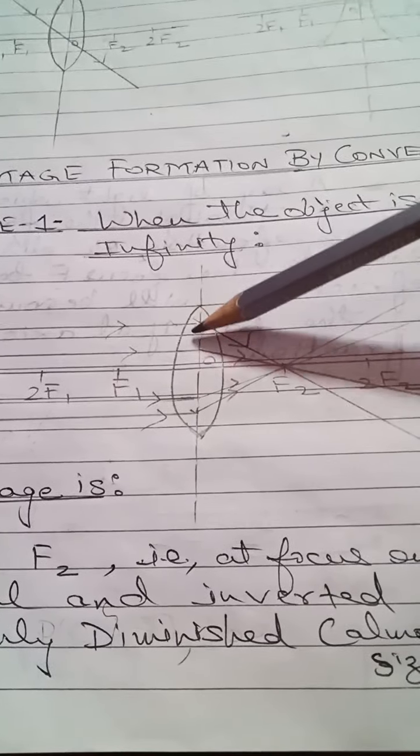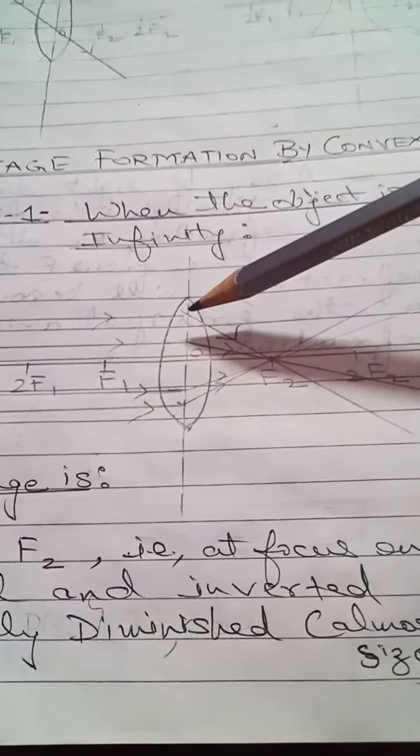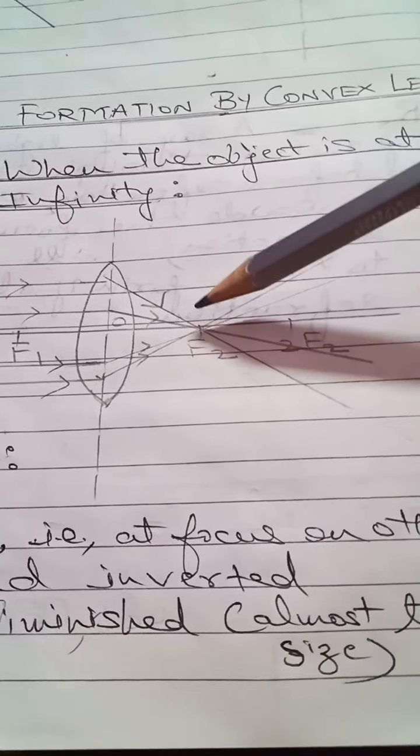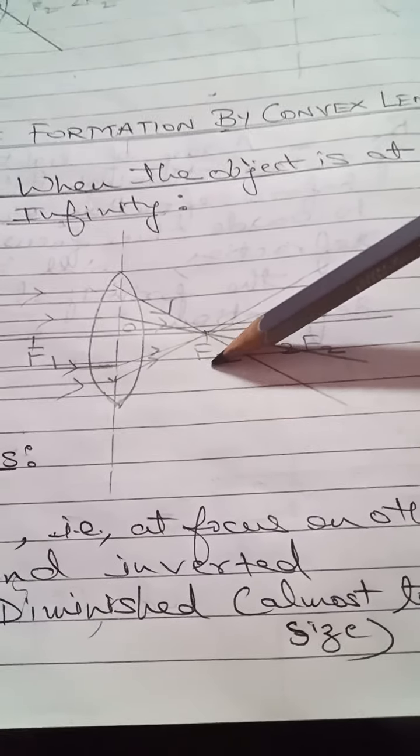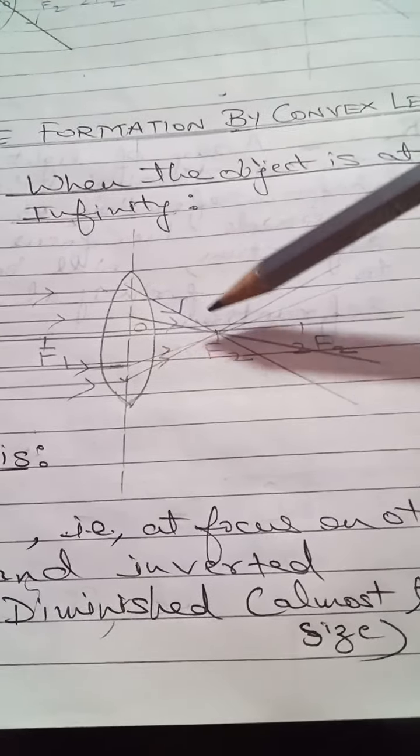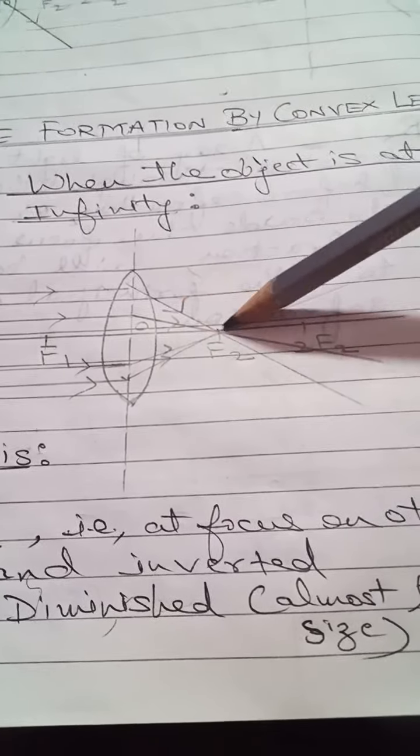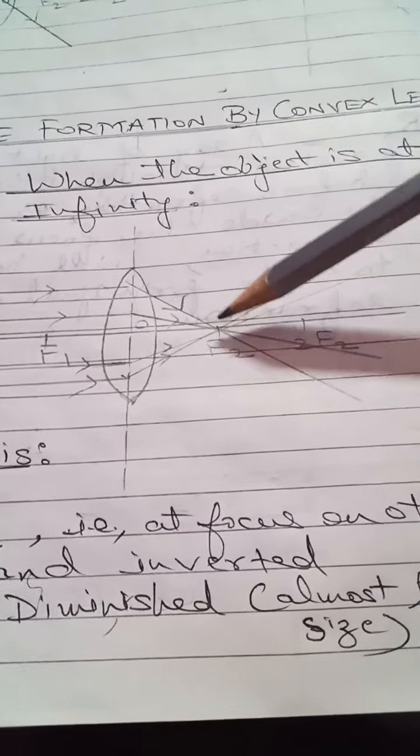So the light rays from the object come parallel to the principal axis. They travel parallel to the principal axis, and after passing through the lens, that means after refraction, they all meet at f2. That means focus on the other side of the lens. So you can see the rays are actually meeting. Therefore the image formed is real and inverted, and it is highly diminished.